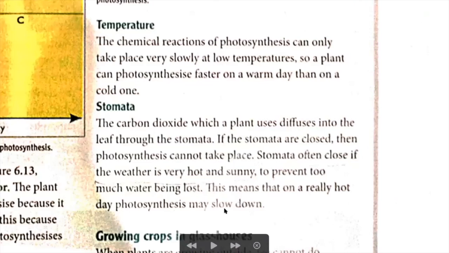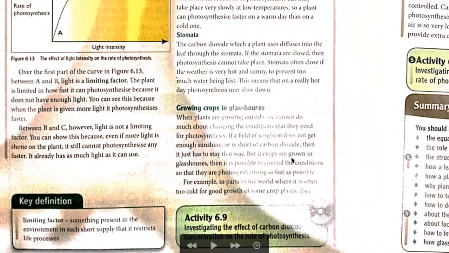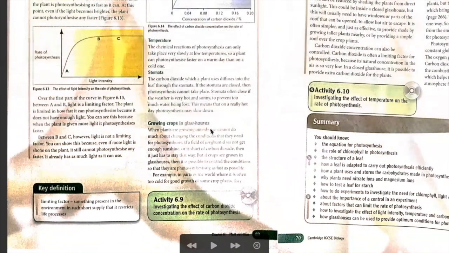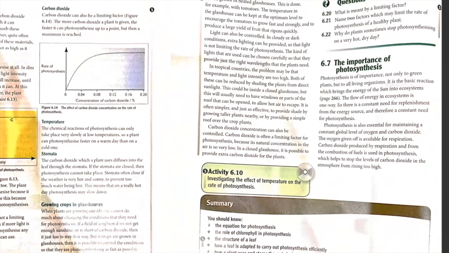So kalau cuaca terlalu panas, transpiration akan meningkat betul tak? Sebab tu stomata tu akan tutup. So bila stomata tutup, photosynthesis may slow down. Okay. So the next one you are going to study about glass house. Growing crops in the glass house. Glass house ni maksudnya adalah rumah kaca. Inside rumah kaca ataupun glass house tu, you can grow crops. Okay, awak boleh tanam tanaman awak tu.